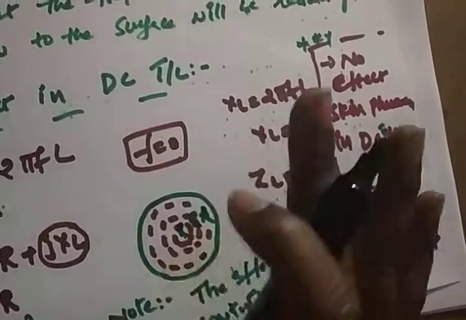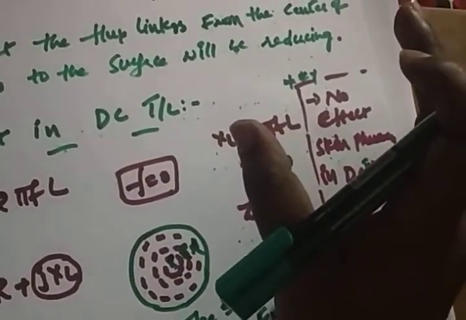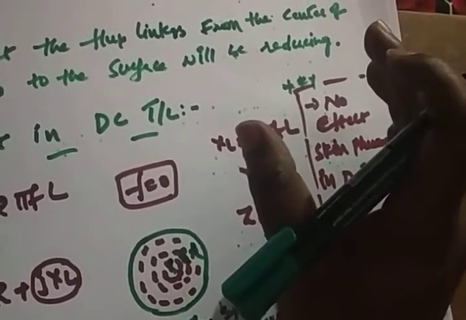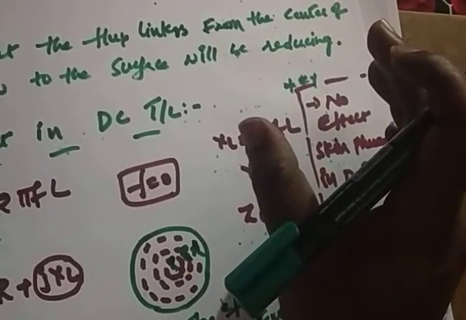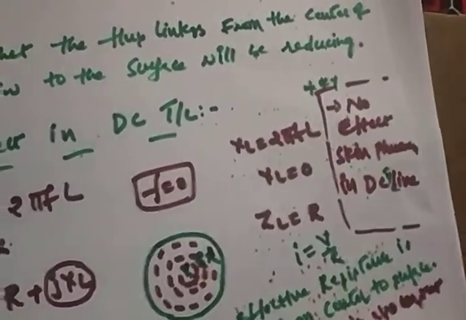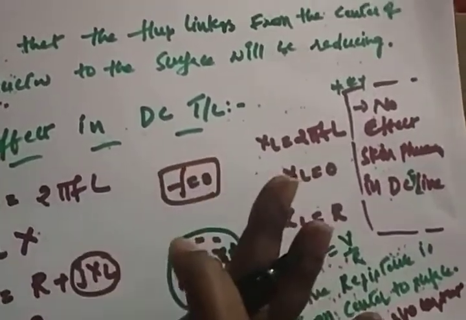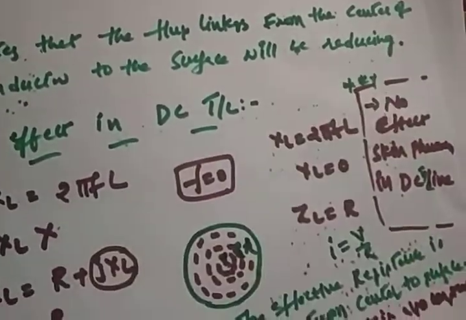There is no unevenness of the resistance. There is no unevenness of the current. So throughout from the center to the surface, the current is a constant value. That's why the effect of a skin phenomenon in a DC transmission line should be 0. So these are the advantages. This is also one of the advantages while transferring the power with the help of DC lines.